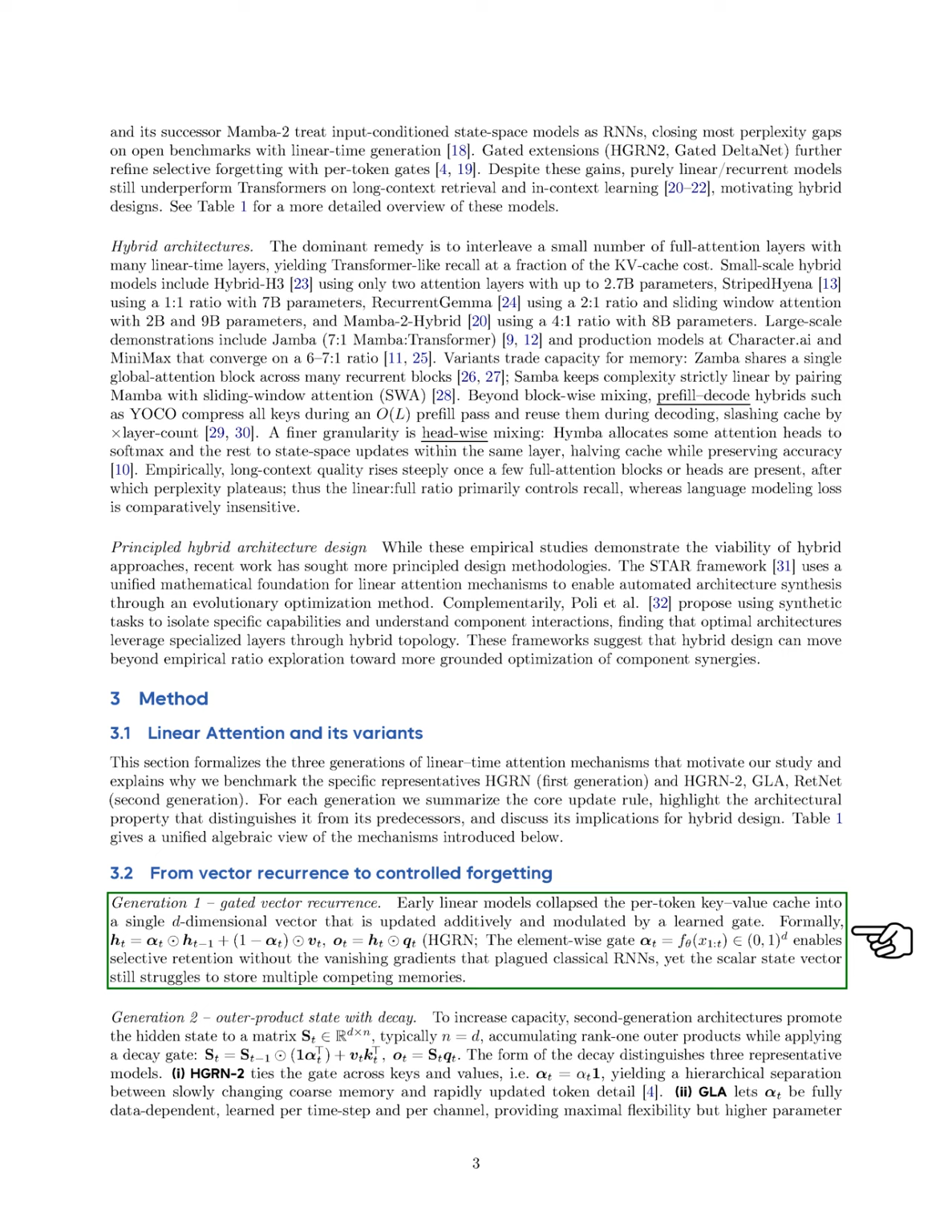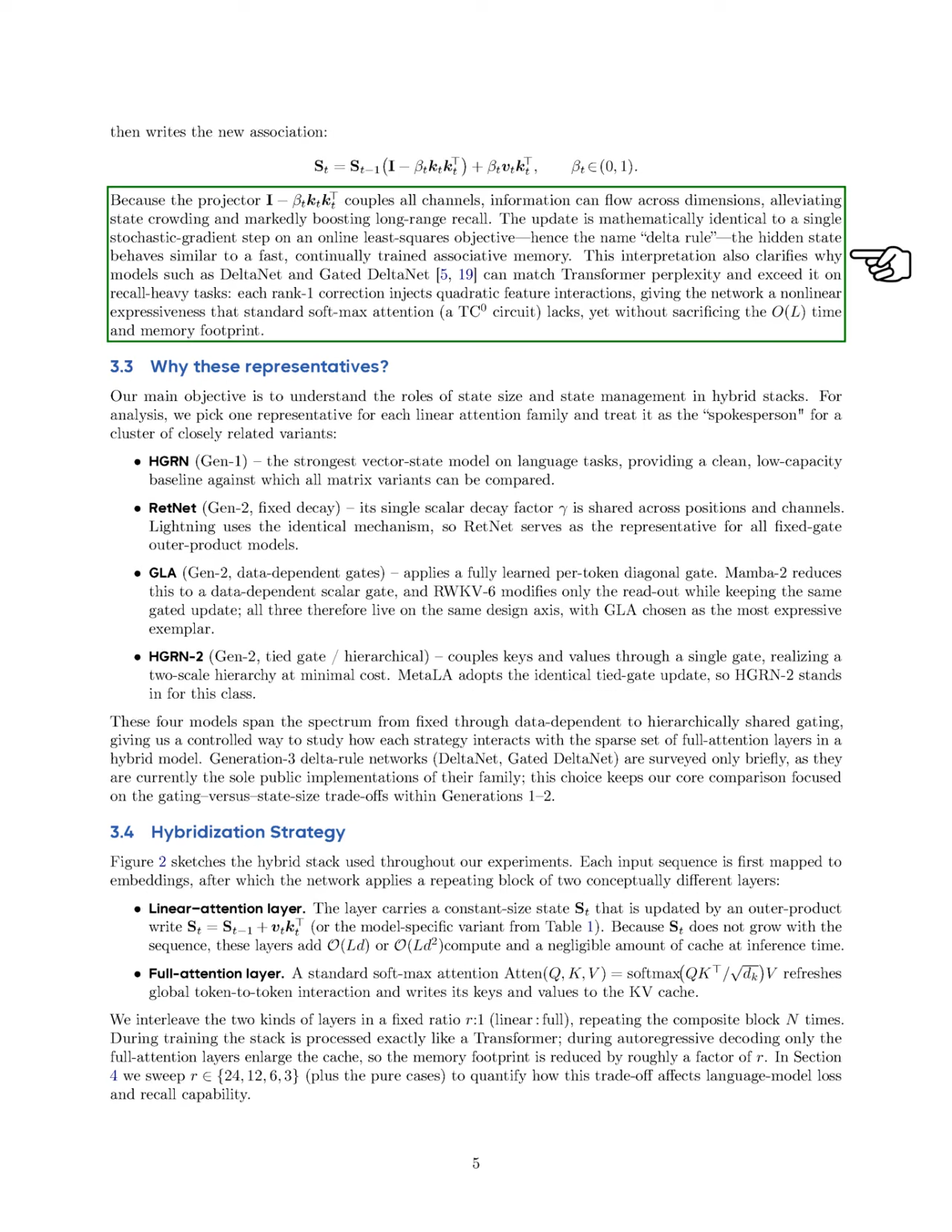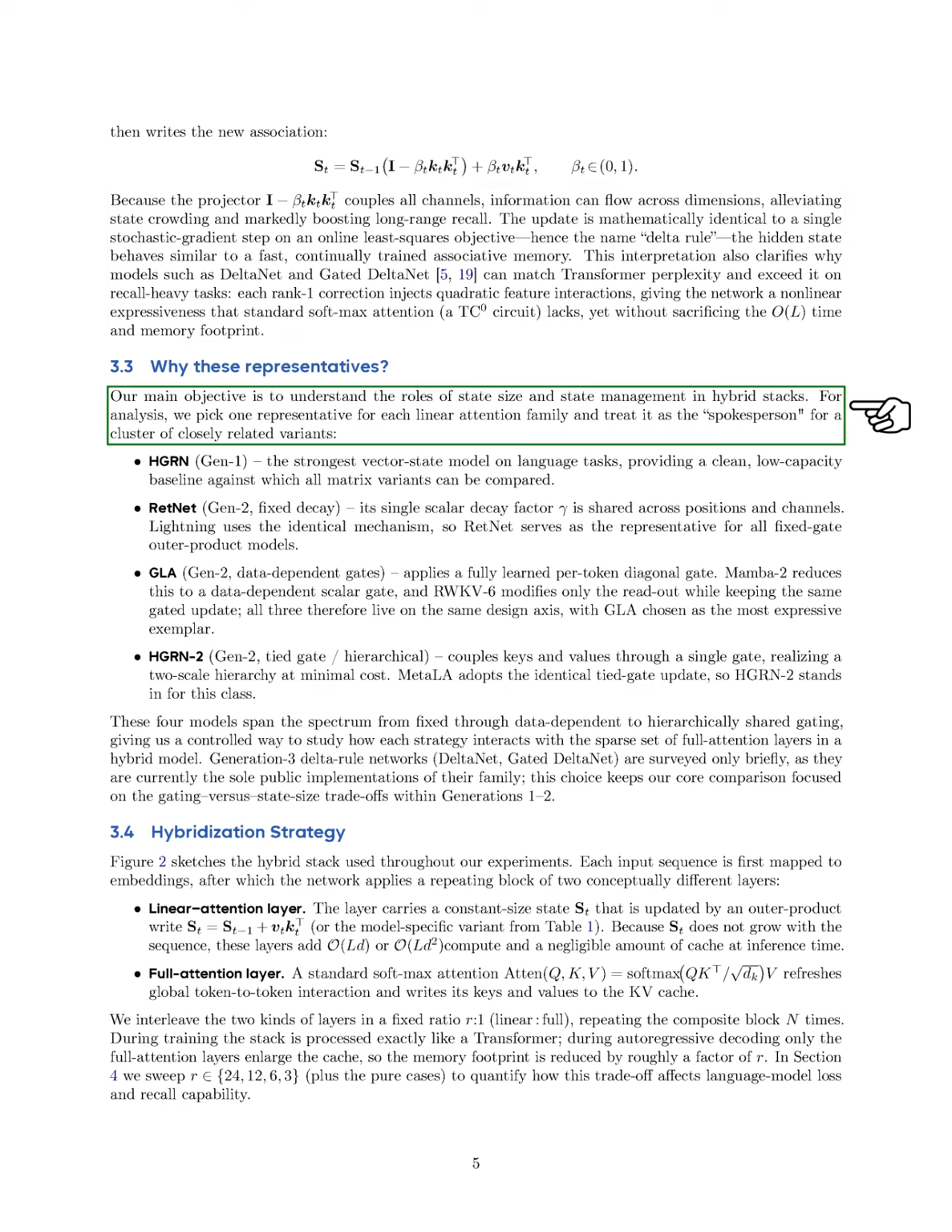In the third generation, we see delta rule-controlled forgetting. This approach moves away from per-channel decay and instead uses a dense transition that erases content aligned with the current key before writing new information. This method allows information to flow across dimensions, improving long-range memory recall. The update process resembles a fast, continually trained associative memory, explaining why models like DeltaNet can perform well on tasks requiring recall. We chose these representative models to understand the impact of state size and management in hybrid architectures.